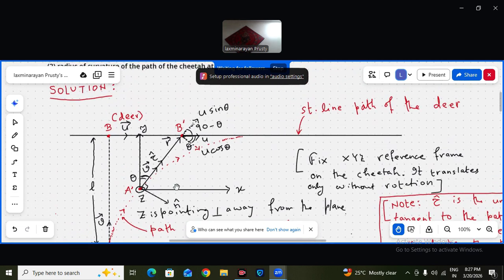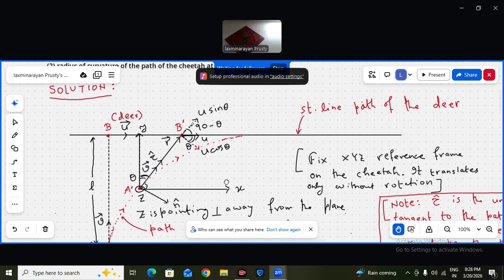This is the xy plane. I am fixing our coordinate system: X, Y, Z. Z is pointing out of the plane. X is horizontal, Y is vertical, and Z is pointing perpendicularly away from the plane. And that origin I am fixing on the cheetah. The cheetah is having a rotation, but this coordinate reference frame is only translating with the cheetah. It is not rotating. Remember this. It goes with the cheetah, but translating only.